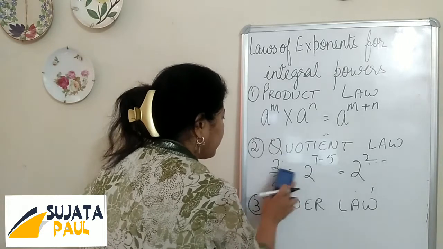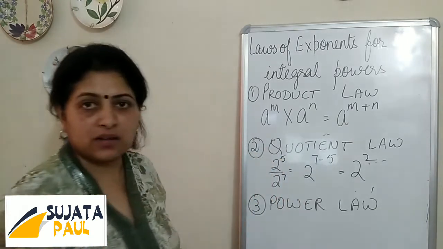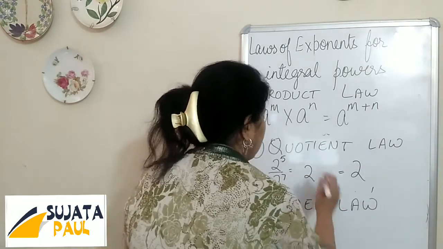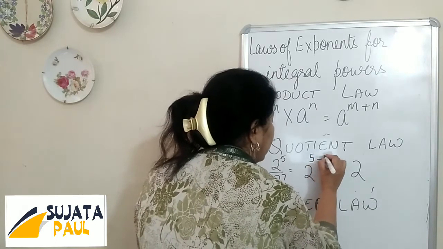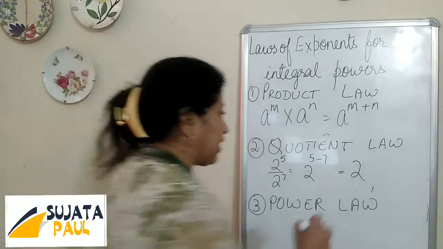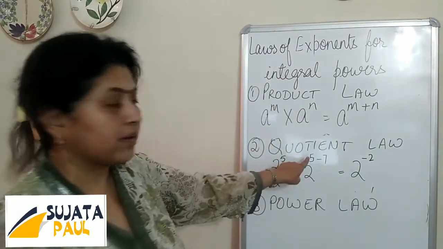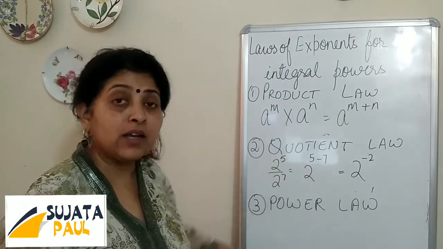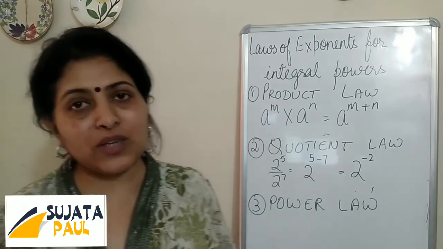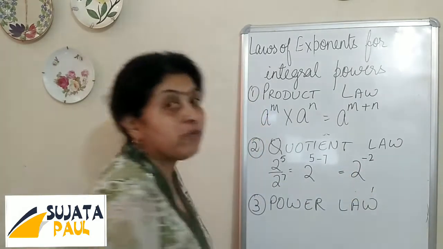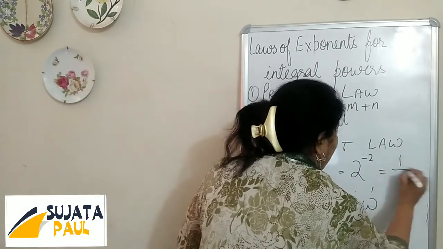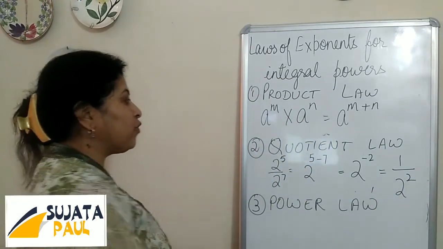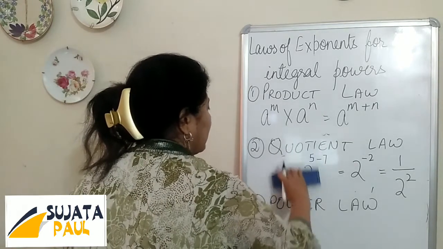Supposing this was 5 and this was 7. Then what would happen? Then I would write 5 minus 7, and then it would be 2 raised to the power of minus 2. Yes, the larger number is 7 and the other number is 5, the smaller one. When one is plus and the other is minus, we subtract. And this becomes 2 raised to the power of minus 2. And this is written as 1 upon 2 raised to the power of 2. The reciprocal. Anyhow, if you've understood this, let me explain this.